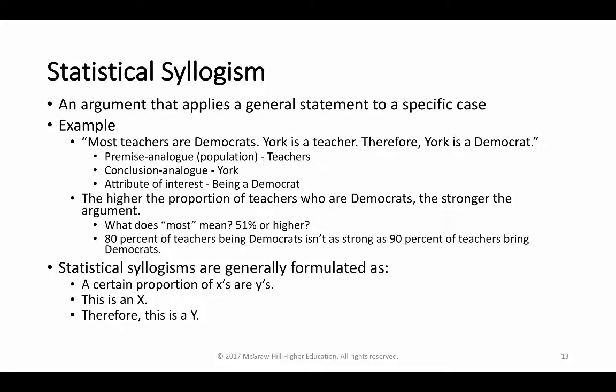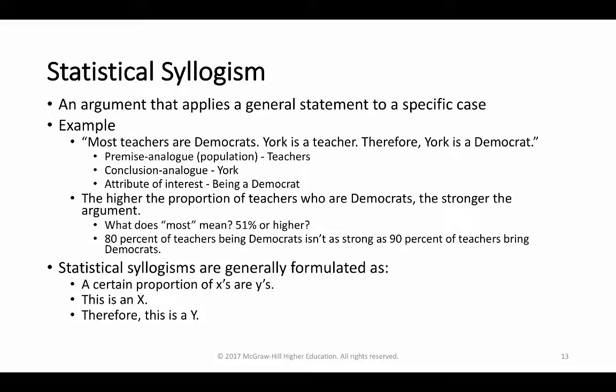Now, the higher the proportion of teachers who are Democrats, the stronger this argument's going to be. The strength of this argument depends on what the term most means. 51% could qualify as most, but that still leaves a 49% chance that York isn't a Democrat. It's always better if your statistics are less vague, but they often aren't. So if 80% of teachers are Democrats, that's a stronger argument. 90% is even stronger than that. So evaluating the strength of this argument might mean doing some research about how many teachers are actually Democrats.